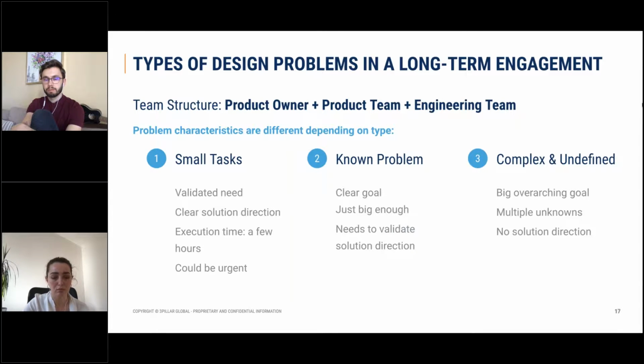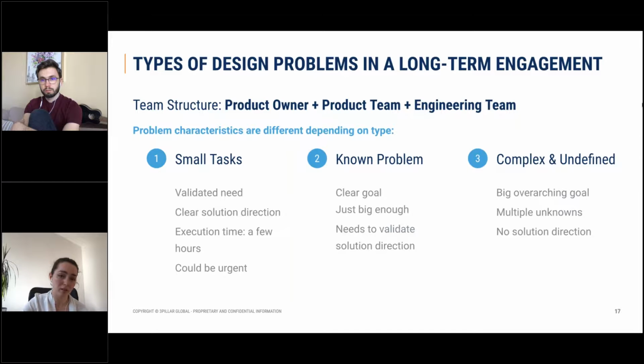Each of them have slightly different characteristics. The small tasks have a validated need, a clear solution direction, the execution time is relatively small, and the context for these small tasks could sometimes be urgent. The known problem has a clear goal, is just big enough so it's the best candidate for the design sprint like the one George just presented.